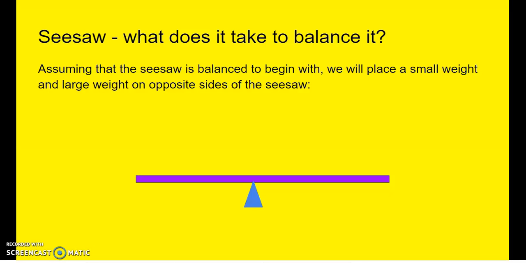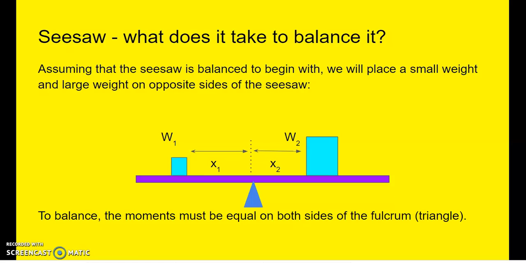So, classic seesaw problem. Let's assume that we have a seesaw that's balanced to begin with. We're going to place a small weight and a large weight on opposite sides of the seesaw. Okay, how do they balance? Well, they don't have to be of equal weight, which is sort of counterintuitive if you think about it, but the reason they don't have to be of equal weight is because it's not all about the weights being equal when we talk about rotational equilibrium. It's about the torques or moments being equal.